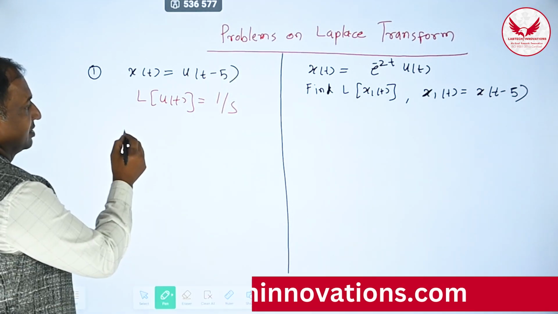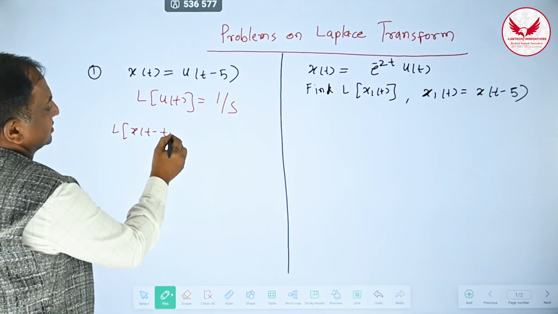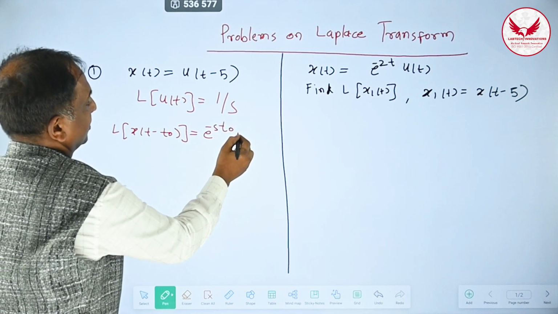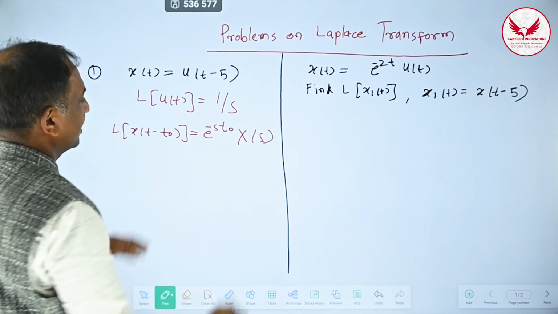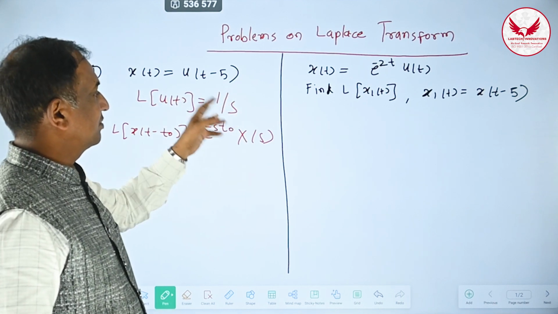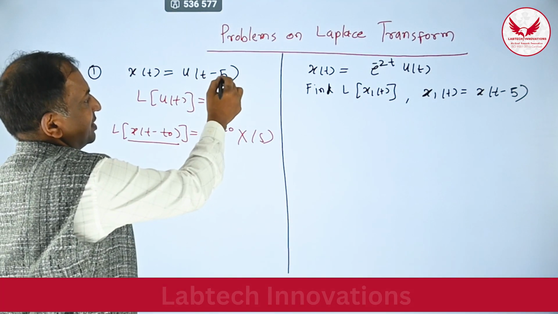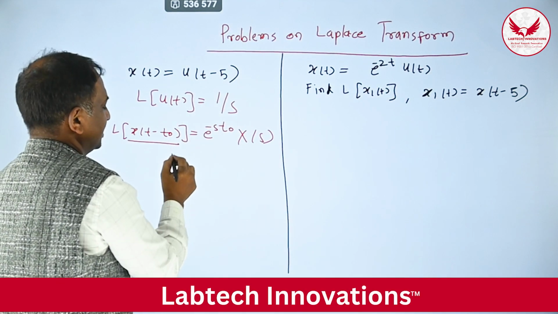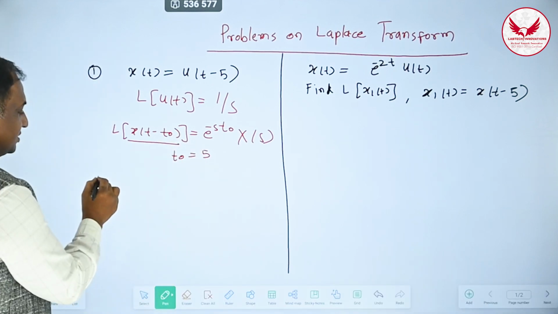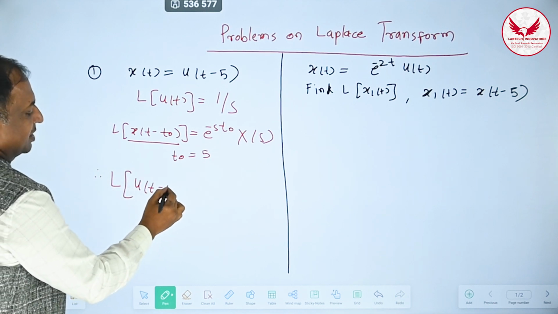So you can use the property that the Laplace transform of x of t minus t0 is equal to e raised to minus s t0 into x of s. The Laplace transform of u of t, that is x of s, is equal to 1 upon s. And if you compare x of t minus t0 with u of t minus 5, the value of t0 is equal to 5. So you can use this property and find the Laplace transform of u of t minus 5.